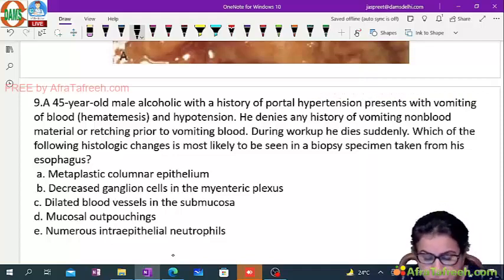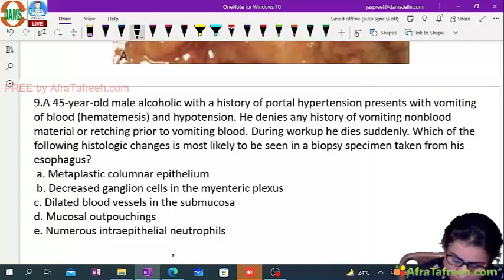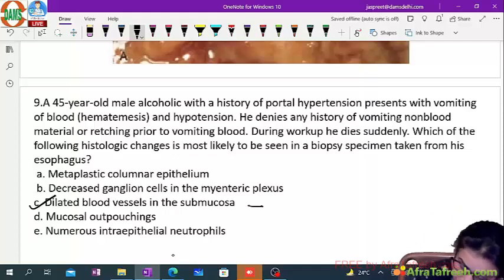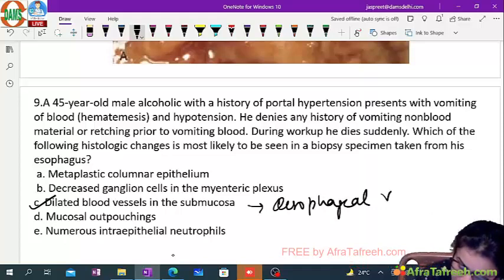What is the answer to this question? Okay, the answer is dilated blood vessels in the submucosa. What are these? These are esophageal varices. So, a very characteristic history.